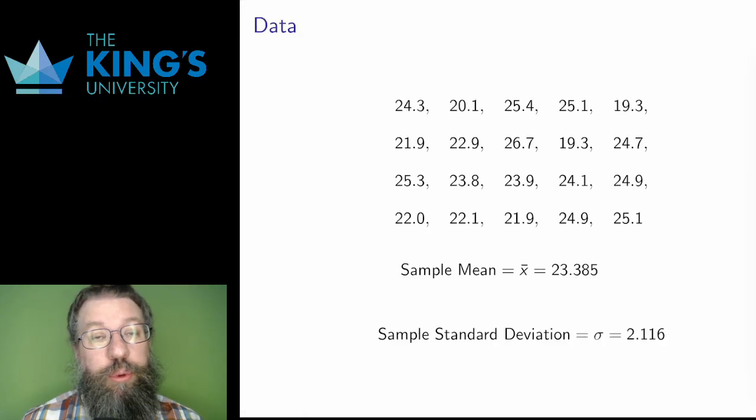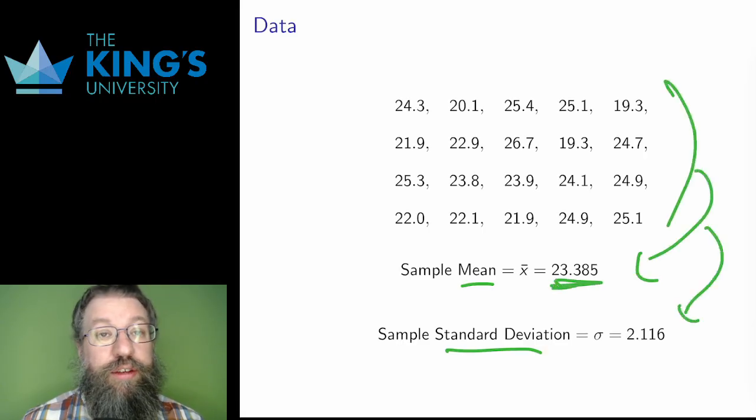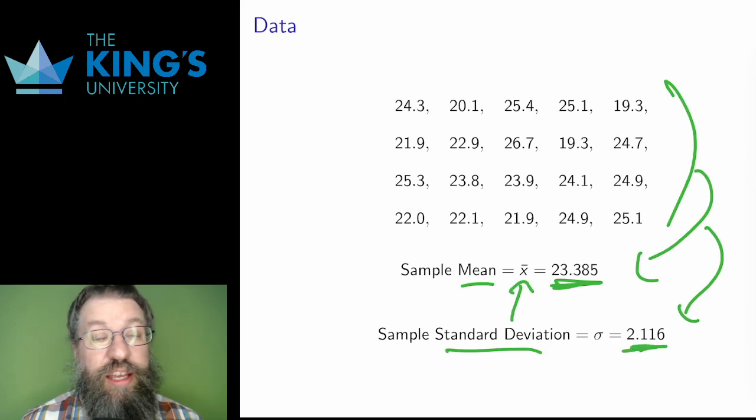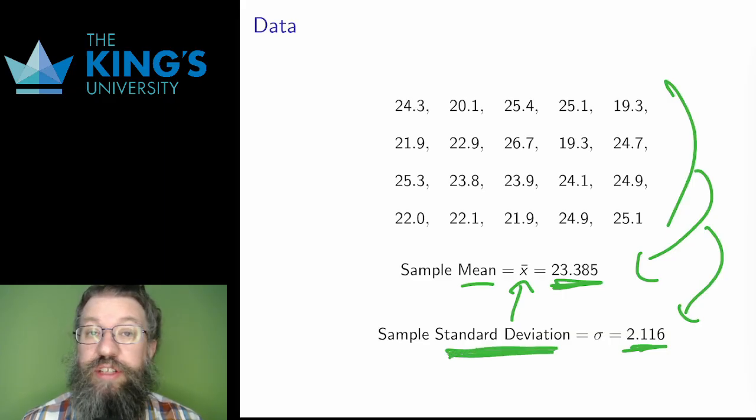We're going to need a sample statistic. There are in fact two, the mean and the standard deviation. I've calculated them here. The sample mean is 23.358, which I will write as x bar for the rest of this video. The sample standard deviation is 2.116. Note that this is always standard deviation. I will never use the term standard error here. The term standard error is only used for sampling distributions, not for population distributions.